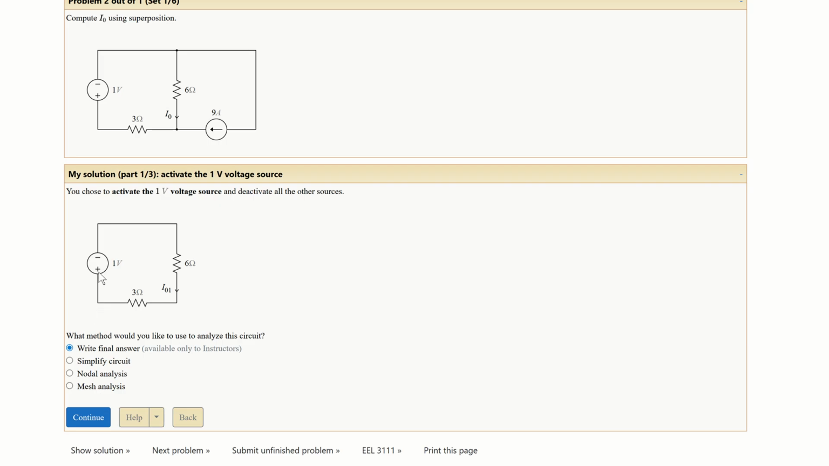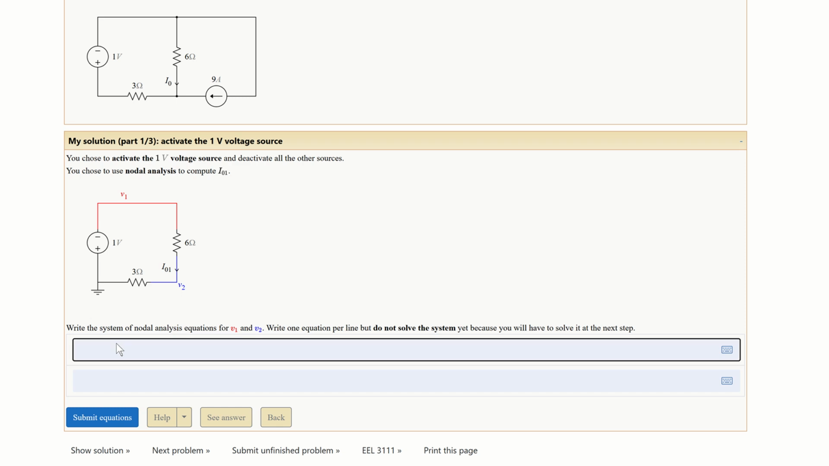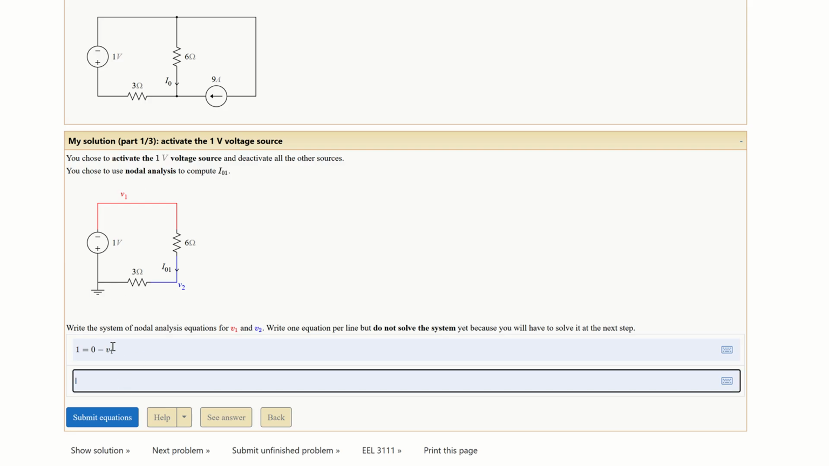We see here that we have a voltage source. Usually when I see a voltage source, it makes me want to choose nodal. So we're looking at the nodes. Very easy calculations coming out of that one. So 1, the voltage source, equals from positive to minus, so that's 0 minus V1. All right, V1's already taken care of, so we'll start with V2.